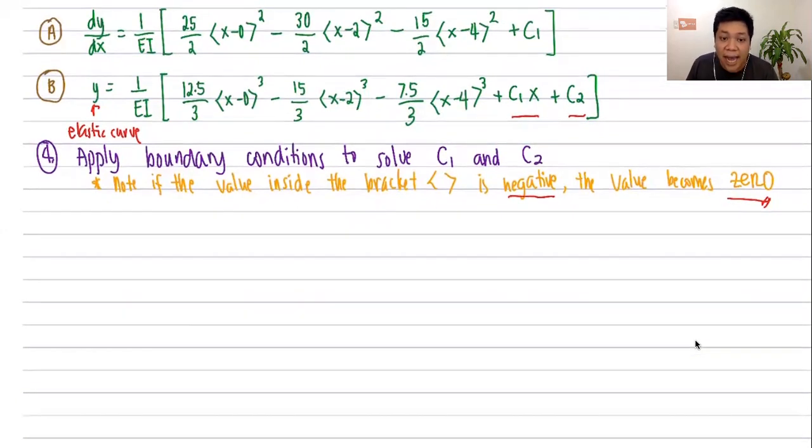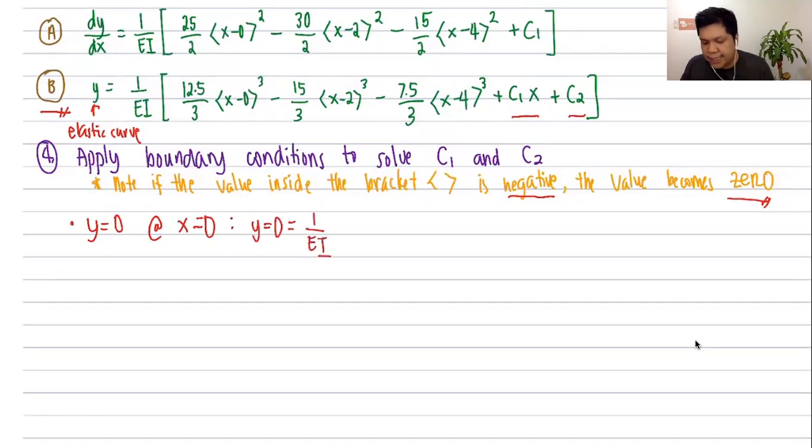The deflections at the pin and the roller are both equal to 0. That's correct. Therefore, our first boundary condition is just y equals 0 at x equal to 0. Therefore, using my equation B over here, I can say that y is equal to 0 equals 1 over EI. I'll just copy equation B over here, but what I'll do is I'll substitute the value of 0 to x.